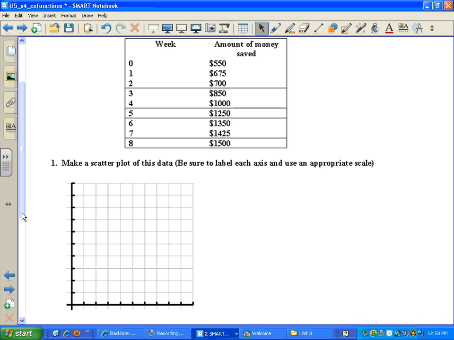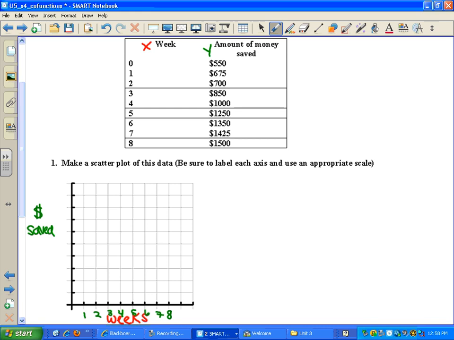We always want to make sure that we label our axes and we use an appropriate scale. So my x-axis is going to be weeks. So I'm going to label weeks down here. And then my y-axis is going to be the money saved. Now for my weeks, it looks like I go by 1, so I'm going to have my scale be 1s. So here's 1, 2, 3, 4, 5, 6, 7, and 8.